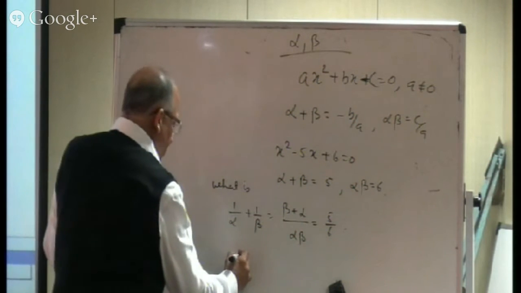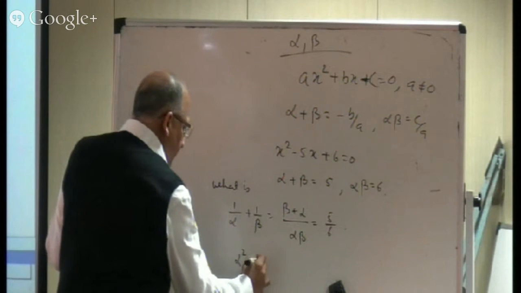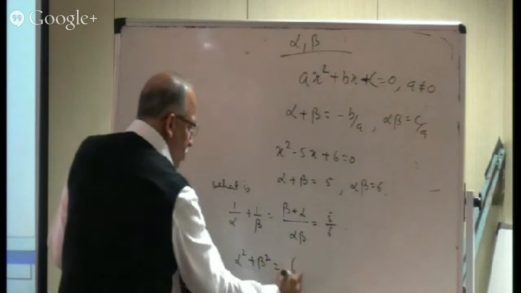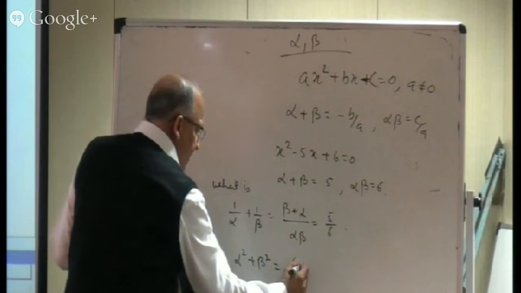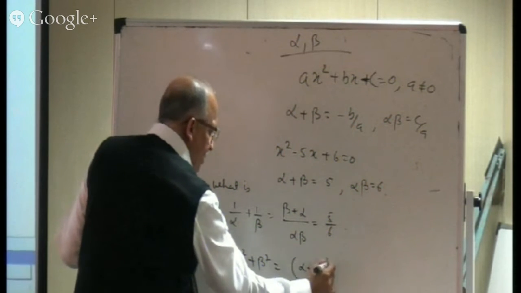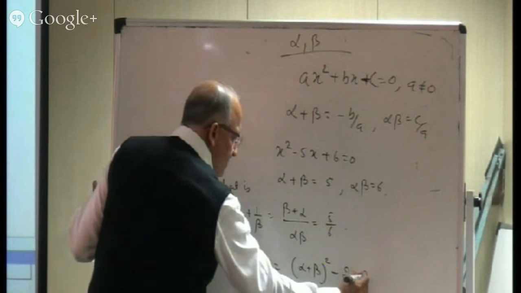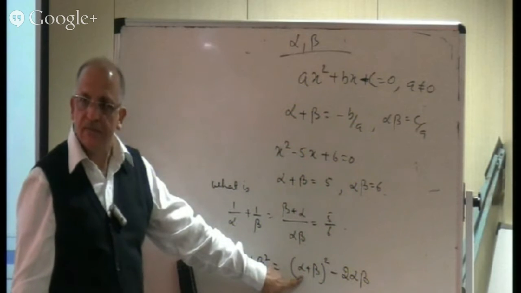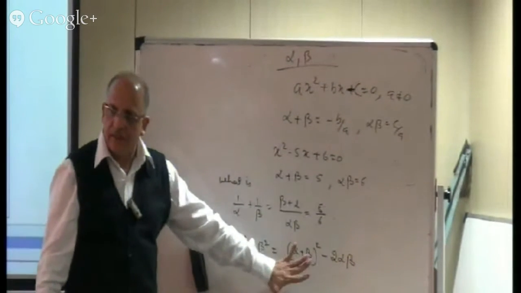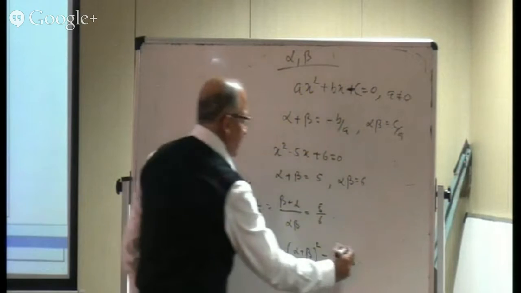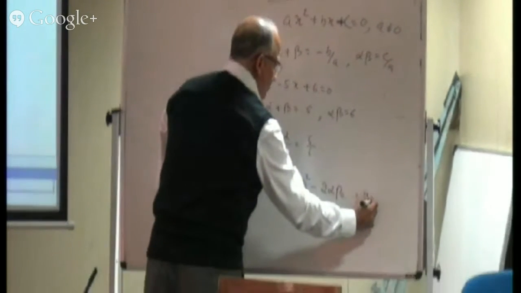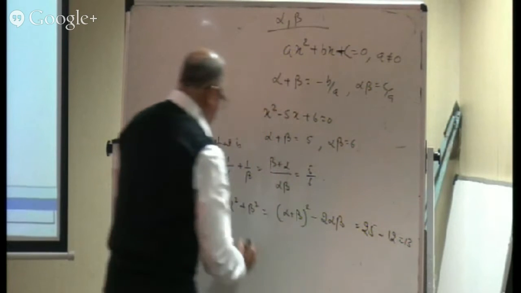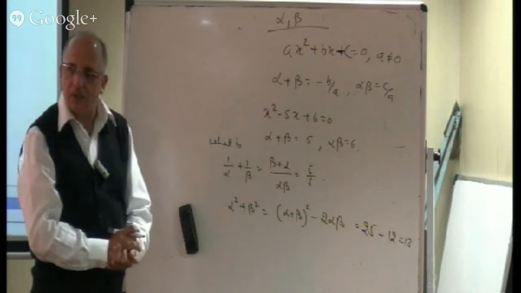Suppose you are asked to find out alpha square plus beta square. You know this expression, it is alpha plus beta whole square minus 2 alpha beta, okay. What is alpha plus beta whole square? It is 25 minus 12, it is 13. So alpha square plus beta square is equal to 13.